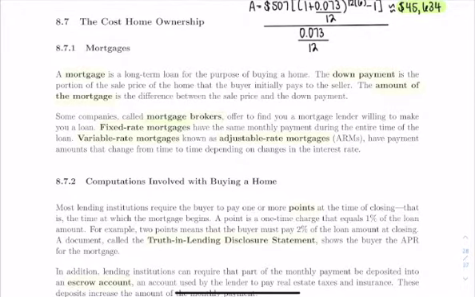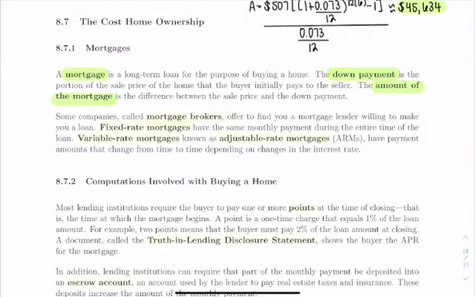In section 8.7, we are looking at the cost of home ownership. A mortgage is a long-term loan for the purpose of buying a home. The down payment is the portion of the sale price of the home that the buyer initially pays to the seller. The amount of the mortgage is the difference between the sale price and the down payment.